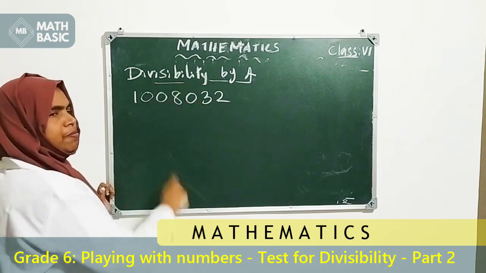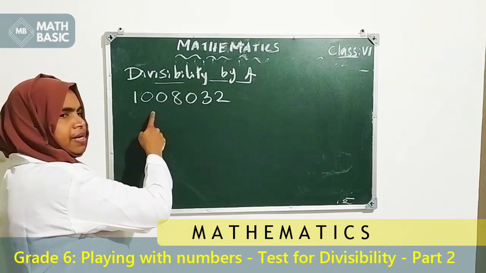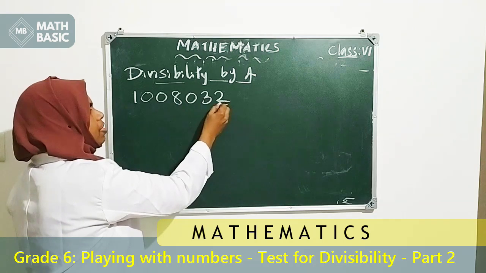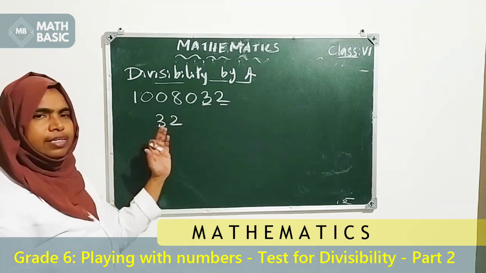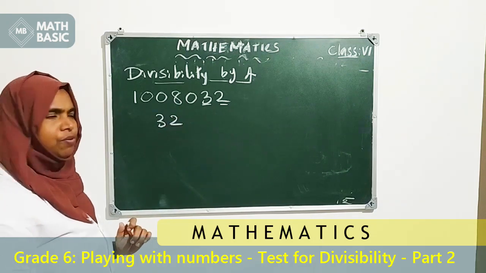Check the divisibility by 4. Check whether the number is divisible or not. This is the ones place, this is the tens place. So the number is 32. Check whether 32 is divisible by 4 or not.